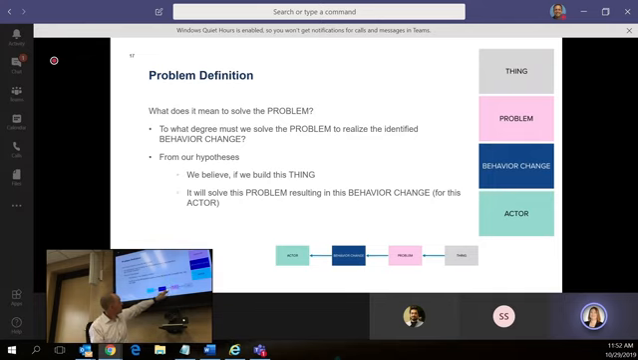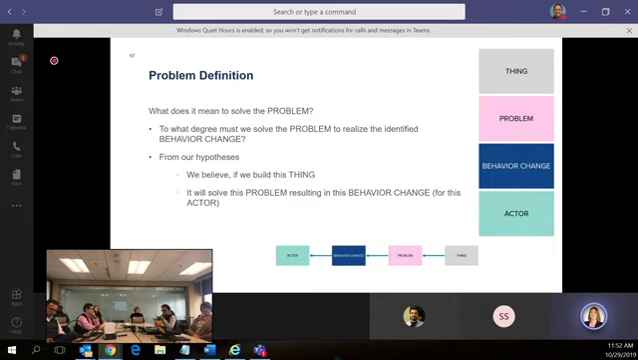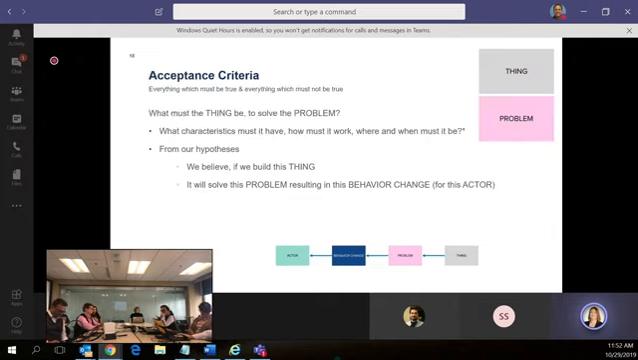Then ask that next question of, okay, if I solve the problem to that degree, if I get it down to 3 seconds, for how many people is the behavior changing? To what degree am I getting that behavior change? If I'm thinking about making something easier to do so that somebody does it more frequently, how much more frequently? Right? It's sort of quantifying these pieces along the way, which sets the context for defining acceptance criteria.